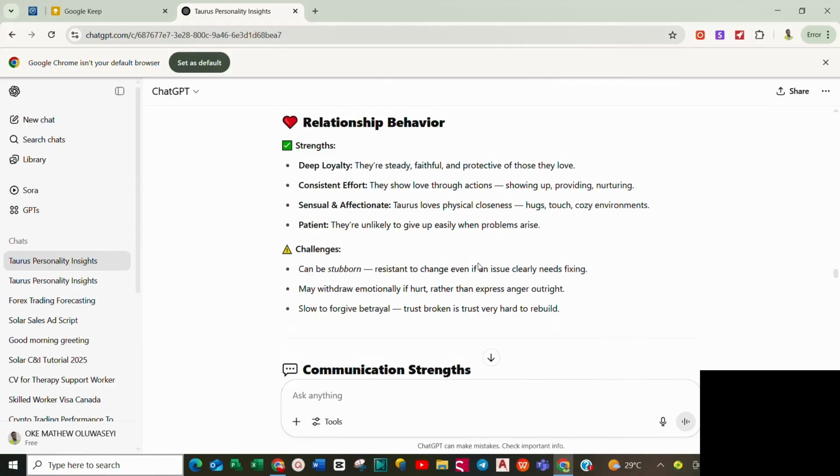Then sensual and affectionate. They love physical closeness, like hugs, touch, cozy environments and all. Then patient, they are unlikely to give up easily when problems arise. So if you have them as a friend, when your problem arises, they don't give up on you. They always want to be with you, through thick and thin, to make sure the problem is solved.